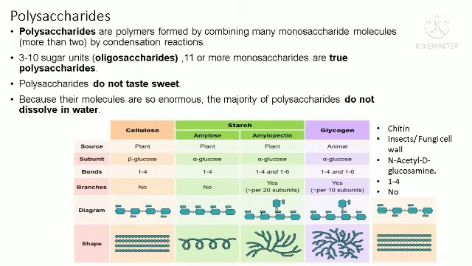Polysaccharides, unlike the other groups of carbohydrates, do not have a sweet taste, and they function as energy storage forms in plants and animals, and they also function as structural units. Examples include starch, which acts as the energy storage form in plants, and glycogen, which is the energy storage form in animals.